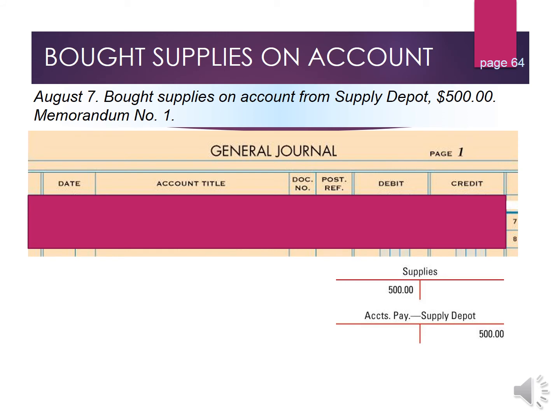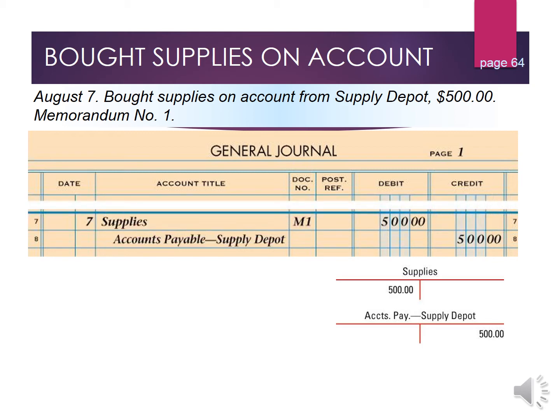August 7th, bought supplies on account from Supply Depot, $500, memorandum number 1. Looking at the T account in the bottom right corner, from chapter 2, we learned that we would debit supplies for $500 and we would credit accounts payable Supply Depot for $500. So let's go and record this transaction into the general journal.